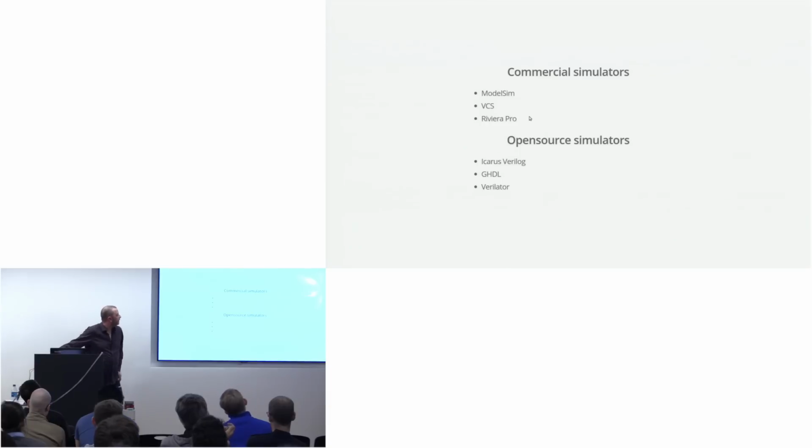So the commercial simulators generally in use are mainly, I think, ModelSim and VCS these days. Riviera-PRO is still around. In the open source world, we've got Icarus Verilog, which is a pretty decent Verilog simulator. GHDL, which is a VHDL simulator that's improved massively over the last few years.